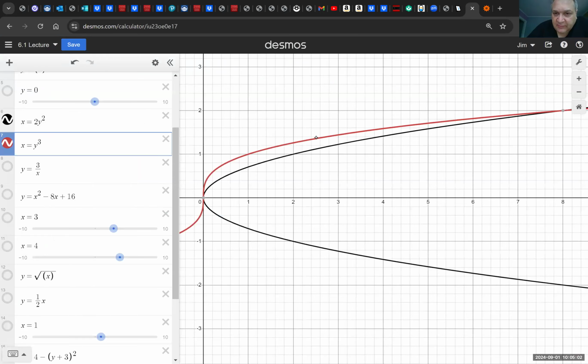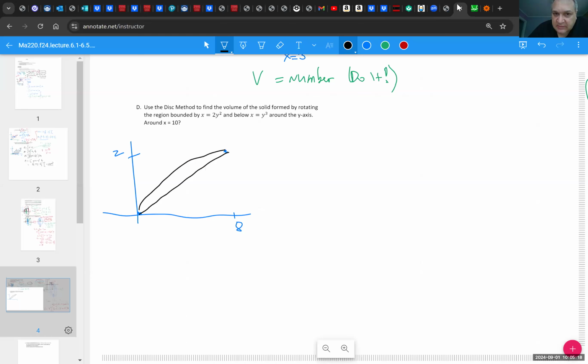So if I click on this red thing, you'll notice that Desmos shows me the red thing right here is highlighted, y cubed. And the one on the bottom, now it switches over to the highlight. And this one is the black one. It's 2y squared. So let me go back and show that. So this is on the top, x equals y cubed. And on the bottom, we have x equals 2y squared.